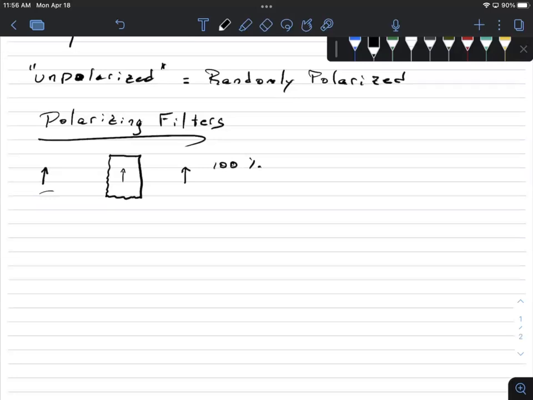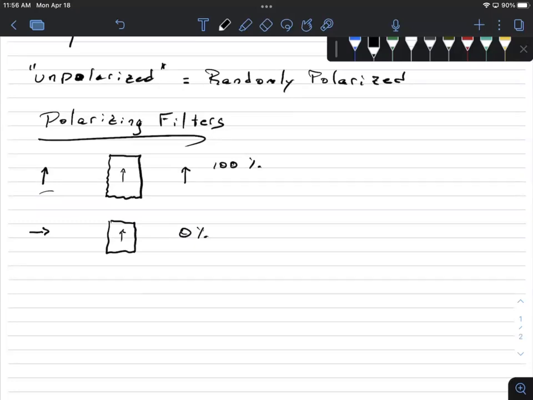However, if you have a similar arrangement, but this time the light is polarized to the right, and you have the same filter polarized upwards, then you get nothing coming out. It's completely black. No light gets through. It's blocked. So you get 0% of the light making it through.